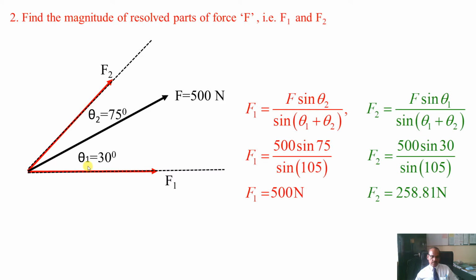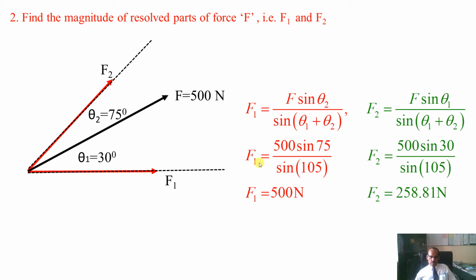Then let us take a very simple numerical. This is the force F, 500 Newton. The angle made by this force with this line is 30 degrees, and the angle made with this line by the force 500 is 75 degrees. So I will write down the F1 component: 500, the magnitude of the force, multiplied by sine of the opposite angle 75, that is F sine theta 2 divided by sine of theta 1 plus theta 2, and hence F2 will be... sorry, this should be F1.